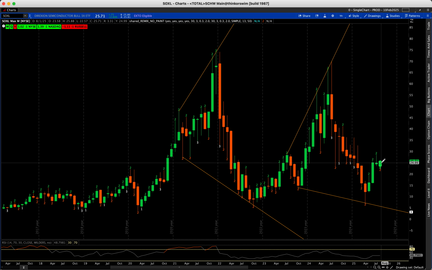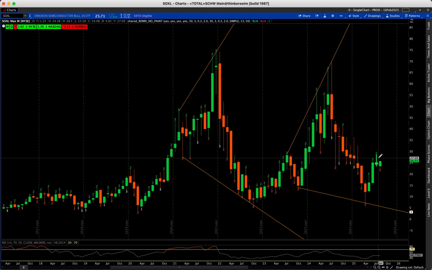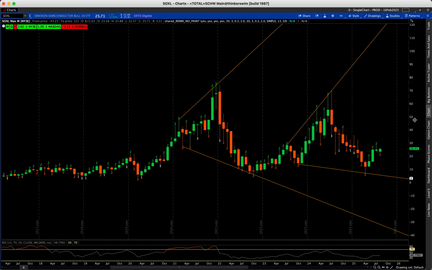So we're seeing here, we did get a little bit of a push down in the month. Is it going to come back down and try and bounce off of this broadening formation, or is it going to reverse and continue up to the top of this broadening formation, right? So that's another major part of the strat.